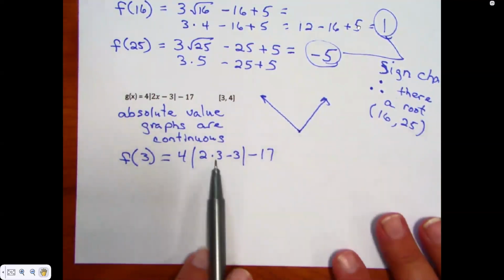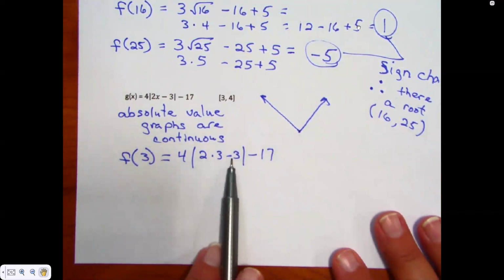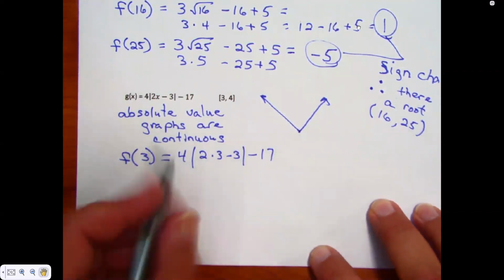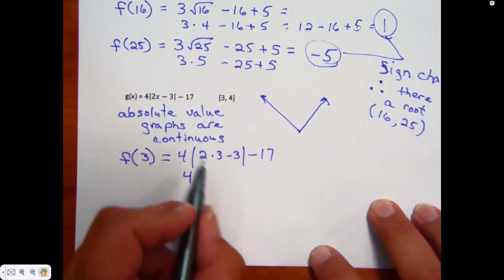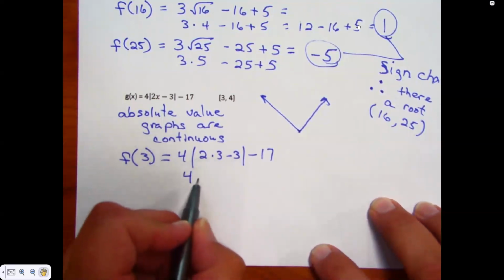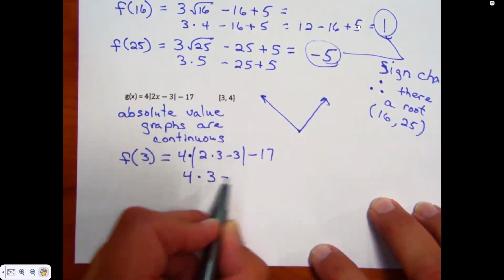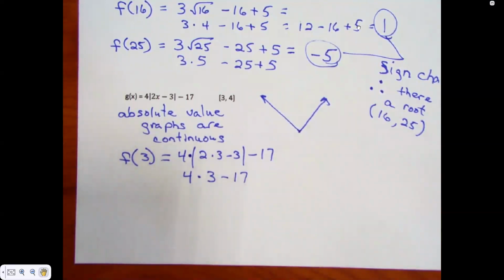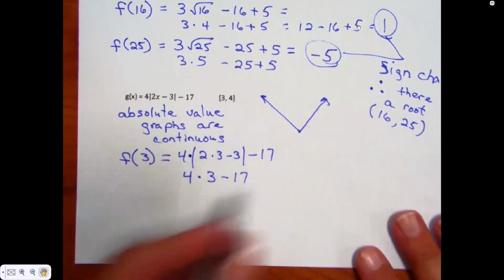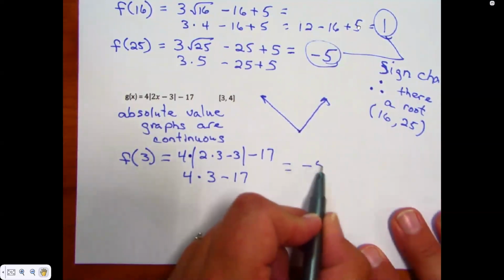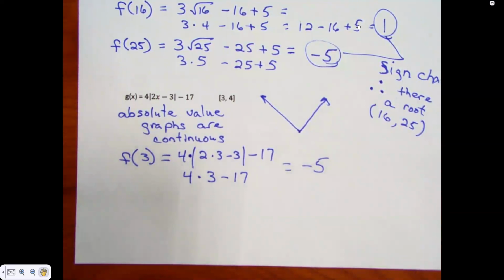So that gives us what? 2 times 3 is 6, minus 3 is 3. The absolute value of 3 is still 3. This is multiplication. So 12 minus 17 gives us -5. What do we really care about? Our first answer was negative. Okay, that's what we care about.